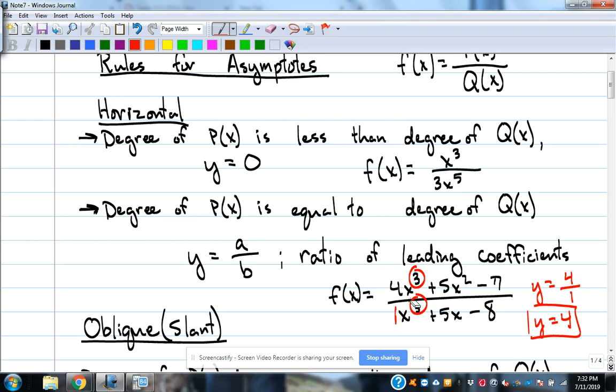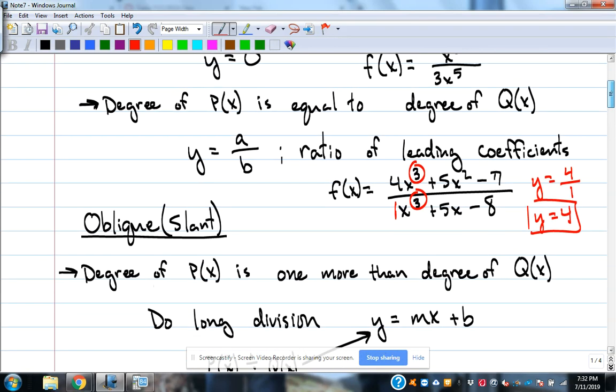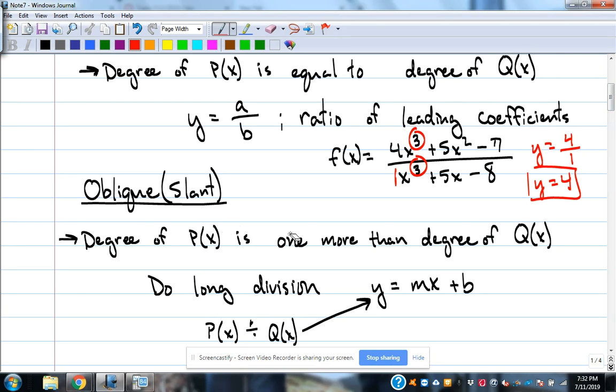Another case would be the oblique asymptote, which is when the degree of the numerator is one more than the degree of the denominator. For example, you have a function that has 4x to the third power minus 10 over 2x squared plus 5, something of that effect. That would be one that has an oblique asymptote. You're going to do long division in order to find the equation of that oblique or slant asymptote.